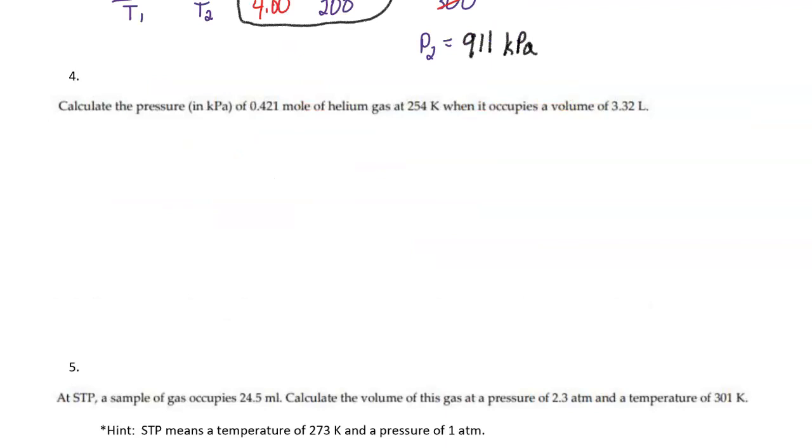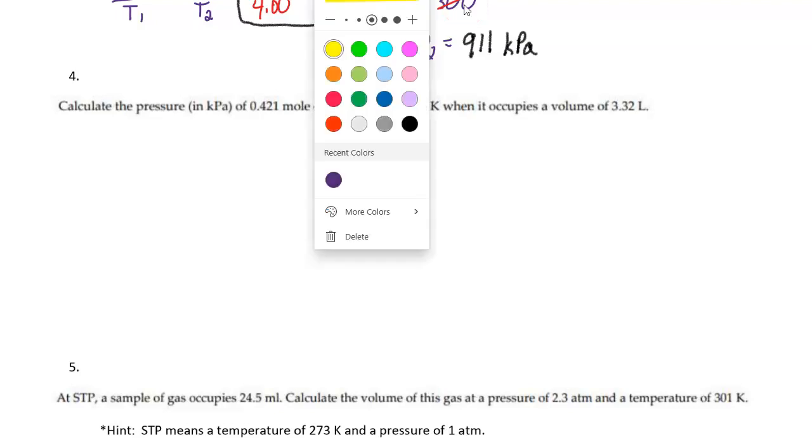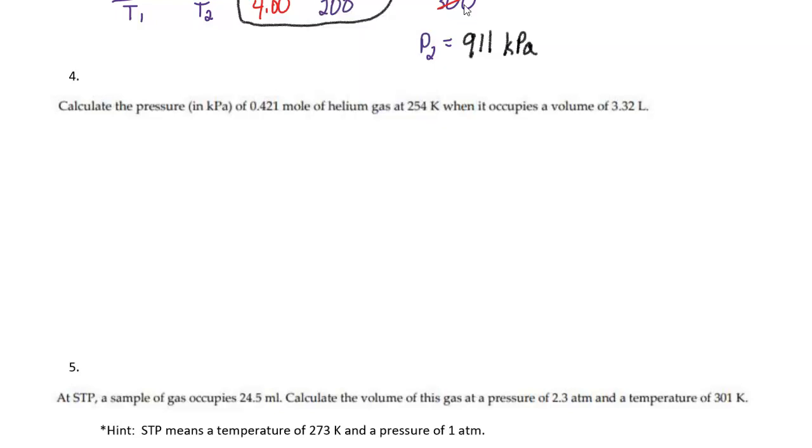Question 4. Calculate the pressure in kilopascals of 0.421 moles of helium gas at 254 Kelvin when it occupies a volume of 3.32 liters. I noticed the word gas. I saw pressure, I saw moles, I saw a temperature given, and I saw volume. This is a gas law problem. Let's go through another time and find all the important information.